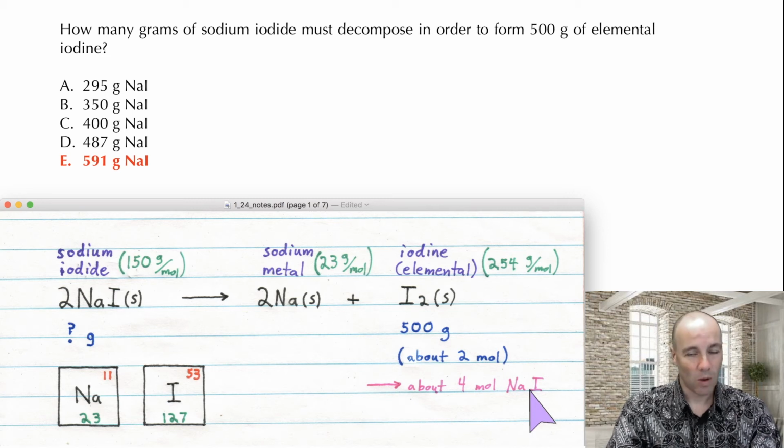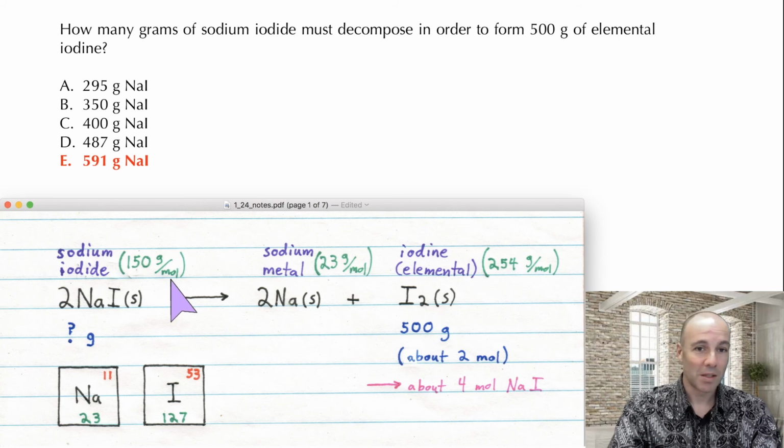So what would that weigh? Well, NaI, if you look up sodium, which is 23, and iodine is 127, then adding these together, you get 150. So 4 moles of NaI would be 4 times this amount, and that would be about 600. So we need to start with about 600 grams. And only one of these answers is close to 600 grams. So it has to be E, without even doing the calculation.